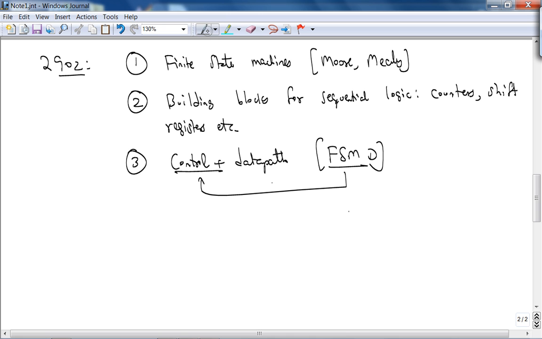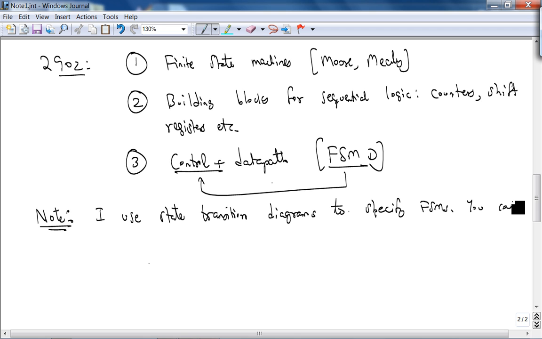Now, before we look at an example of finite state machines, which is what we will do in today's lecture, we'll actually use Quartus to look at it. I'm going to type it up in Quartus. Note that I use state transition diagrams to specify FSMs. You could use other specification techniques such as algorithmic state machine charts, ASM charts, etc.